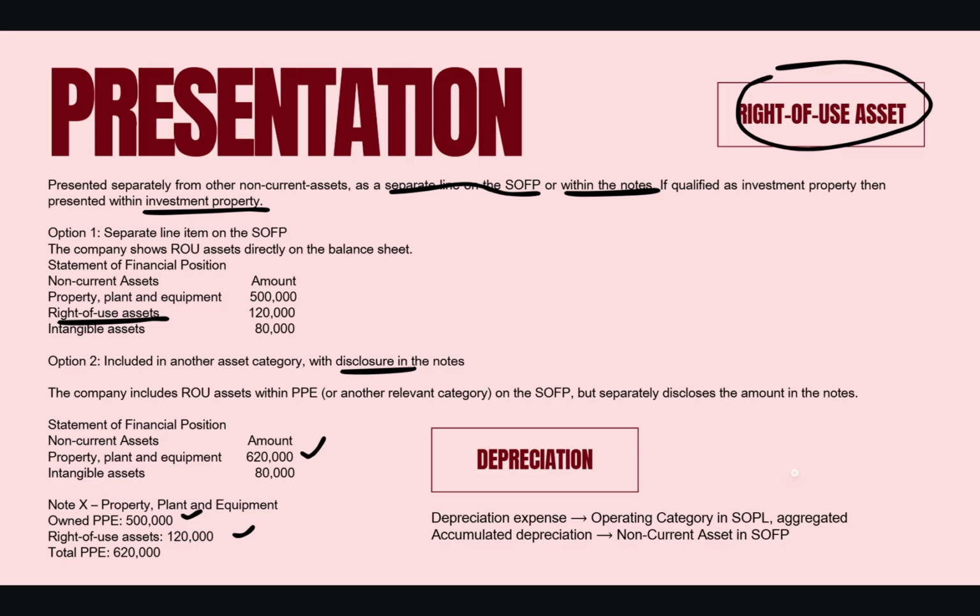For the depreciation of the right of use asset, it will be shown as depreciation expense in the operating category in SOPL, and it is usually aggregated with other depreciation, so no need to be separated. And for the accumulated depreciation, it's also the same. So basically, it subtracts the value of the asset. It will be shown in the non-current asset in SOFP.